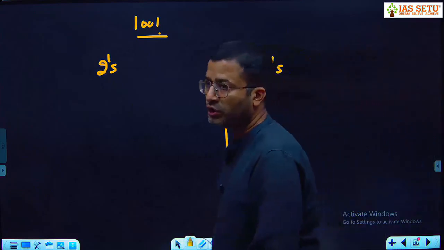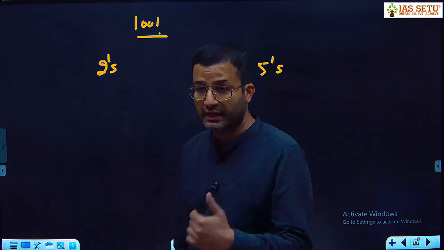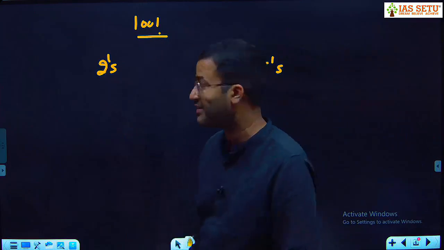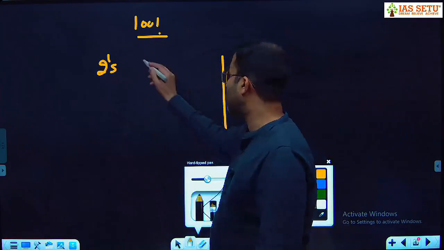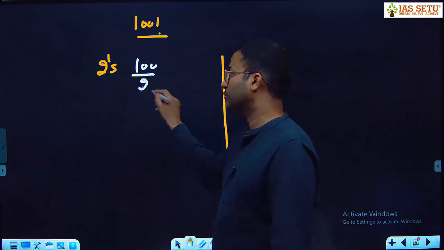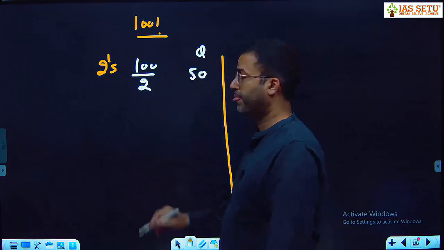I tell you the shortcut in 100 factorial. If you want to check how many 2s are there, let me take 2-3 examples so that you can understand what the shortcut is here. This 100 we divide by 2 and we take the quotient 50.